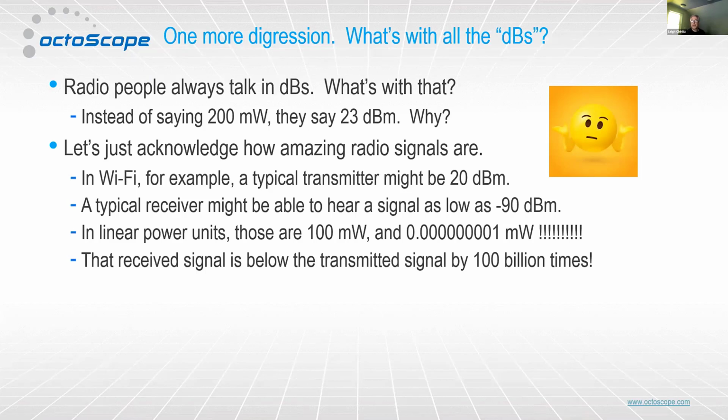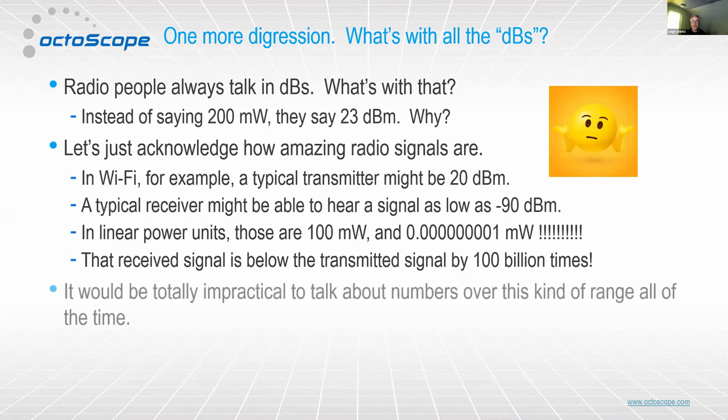If you translate those into linear power units, that's what's on this line here. We're talking about 100 milliwatts and whatever this number is. Those things are different by 11 orders of magnitude. So you can see it's below the transmitted signal. The received signal is below the transmitted signal by 100 billion times. Again, I just find that amazing.